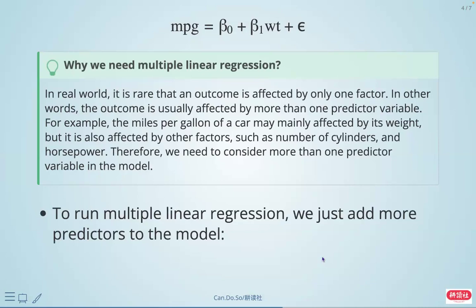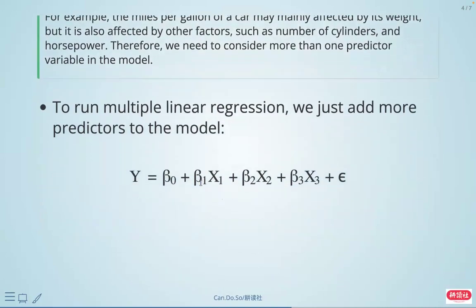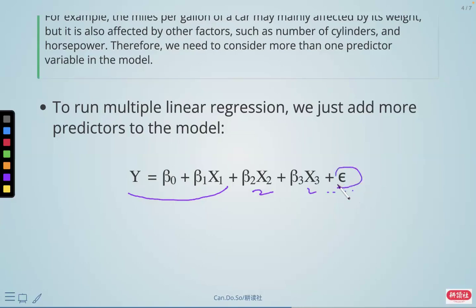To run multiple linear regression is also very easy. We just add more predictors to the model. For example, here we use 3 predictors. If we only covered this one, it would be a simple linear regression, but now we added x2, x3, and so on. This is the error term.